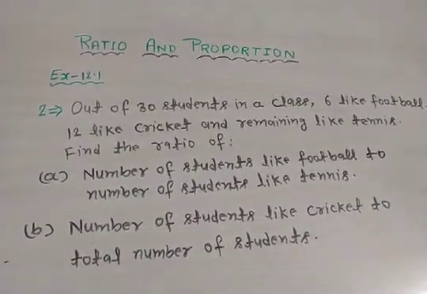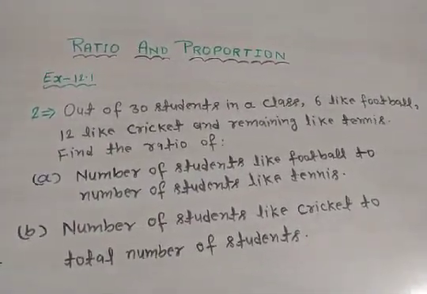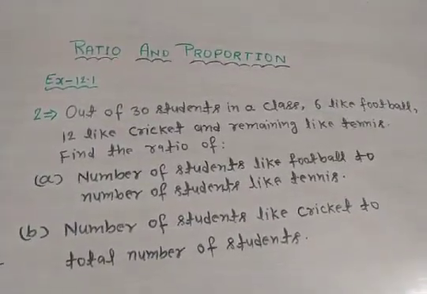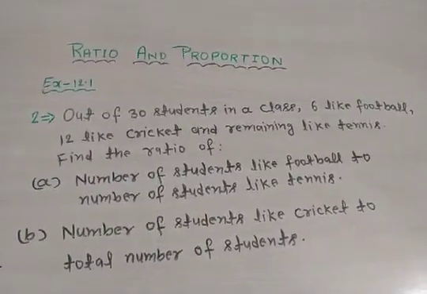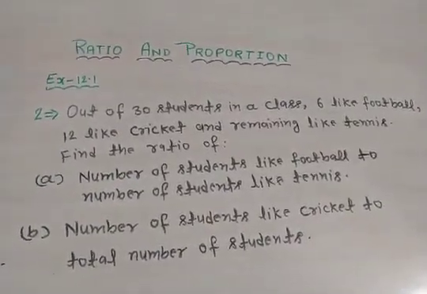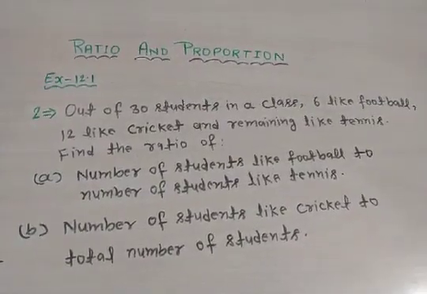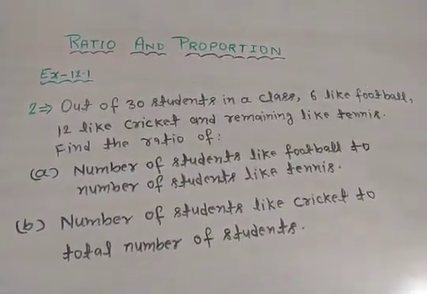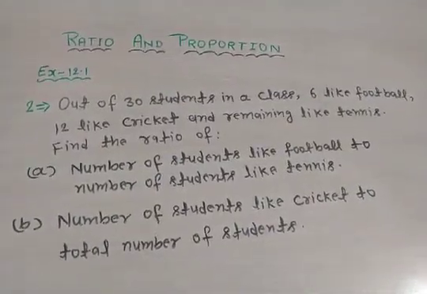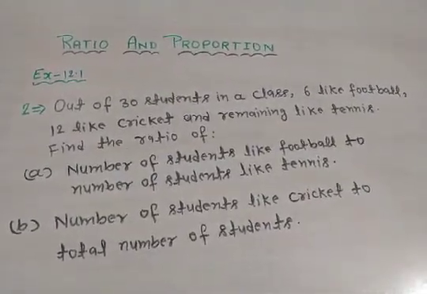the ratio of number of students who like football to number of students who like tennis. So the number of students who like football is 6 and the number who like tennis is 12. So the ratio is 6 ratio 12. If you simplify it, you find 1 ratio 2.